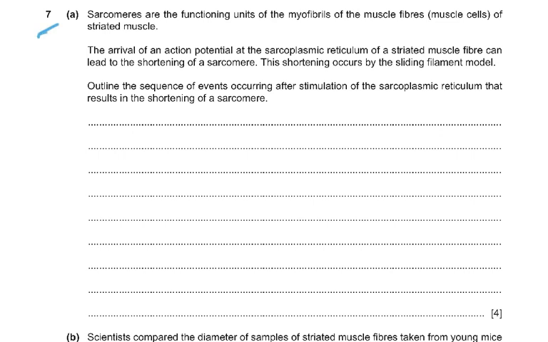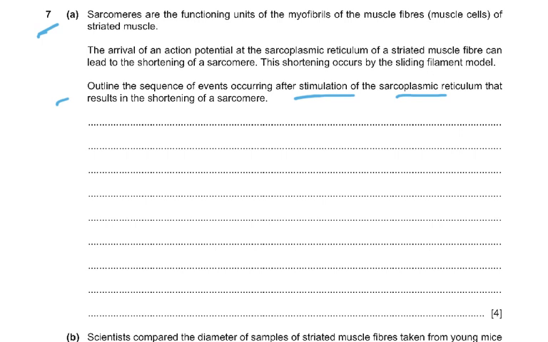Then coming to question number 7, sarcomeres are the functional units of the myofibrils or the muscle fibers of striated muscle. The arrival of an action potential at the sarcoplasmic reticulum of a striated muscle fiber can lead to the shortening of a sarcomere. The shortening occurs by the sliding filament model. Outline the sequence of events occurring after the stimulation of the sarcoplasmic reticulum that results in the shortening of the sarcomere. Now that's again a very simple question, it's a lot of memory that you have to do, nothing very important.